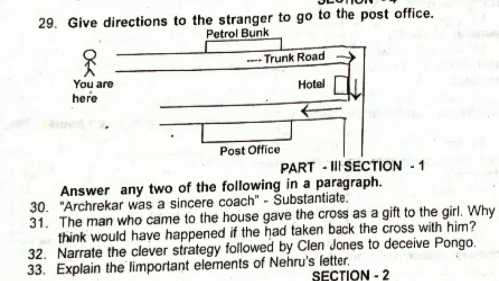32nd question. Narrate the clever strategy followed by Clem Jones to deceive Pongo. Clem Jones is a plant thief. Actually, he stole Dutch cheese, isn't it? But first, what did he carry away? He acted as if he is taking the cat. And when Pongo police asked him, he opened the box and showed him the cat was there. The next time, he carried the box, but there was cheese. Understood? So cleverly. So Clem Jones is clever enough to fool even the police.